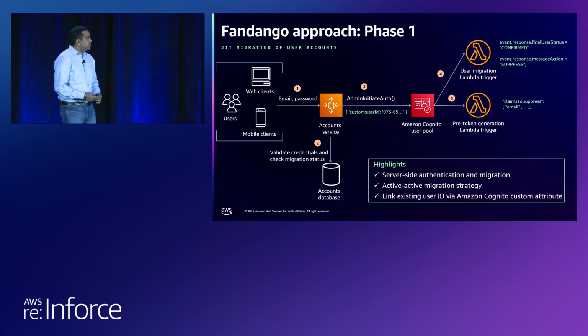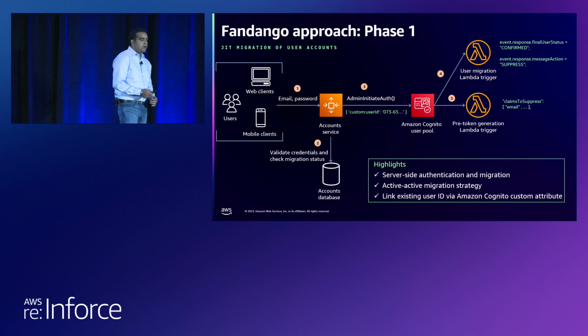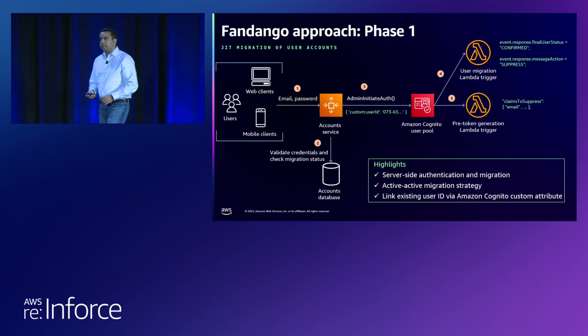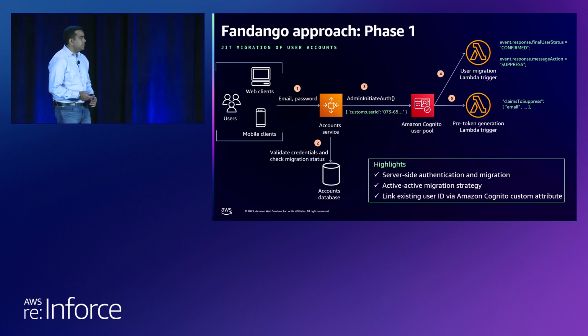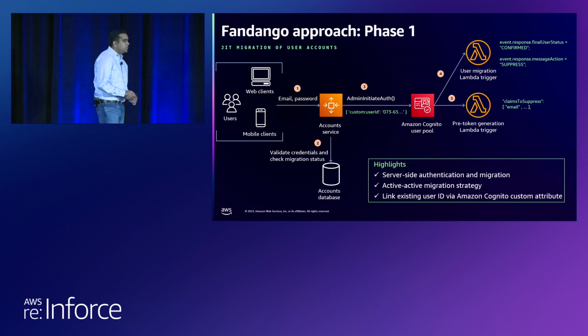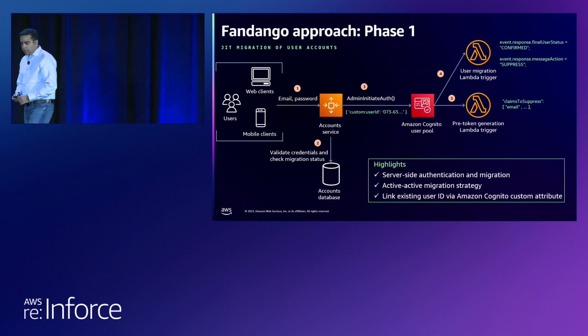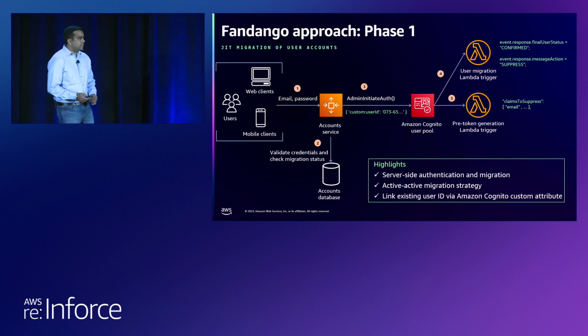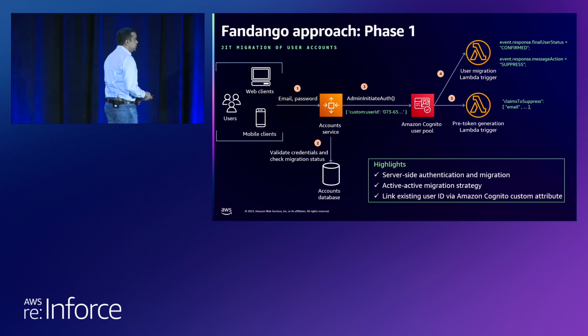So some of the highlights of this approach, it is a server-side authentication and migration strategy that does not affect your users and your end clients from day one. It is an active migration strategy, and the reason for that is, given that Fandango is a transactional business, we did not want to bet on Cognito before we have full certainty, and we wanted to have our account service as a fallback service in case things don't work out. And also, it shows how you can link your existing user IDs and retain them and link them to existing Cognito identities using custom attributes.